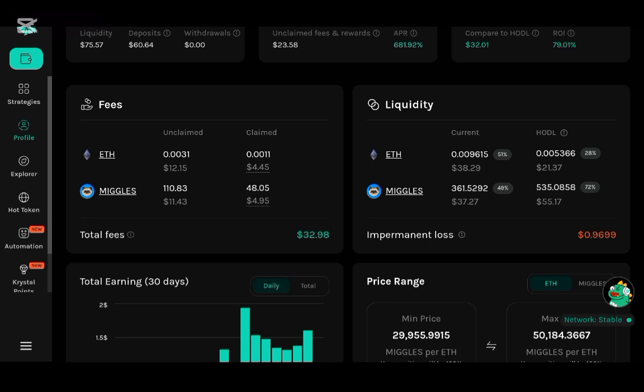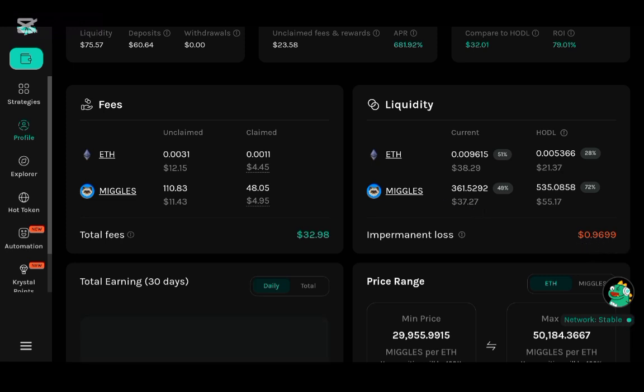But anyways, impermanent loss here means just that: if today I would take my funds out of this liquidity pool, I would close my position, the liquidity that I currently own would be worth $1 less than when I first deposited. So that's where this impermanent loss comes from. If instead of providing liquidity, I would just have left these tokens worth of Ethereum and these worth of Miggles sit in my wallet, they would be worth almost $1 more than what they are right now.